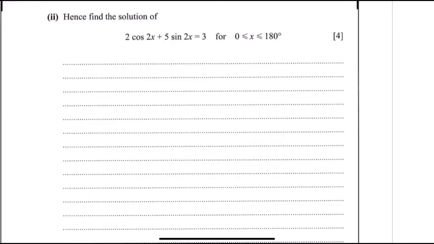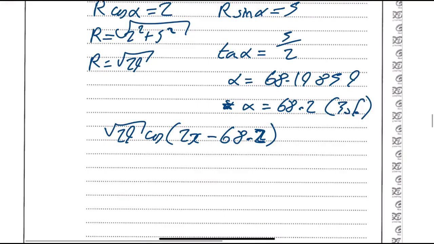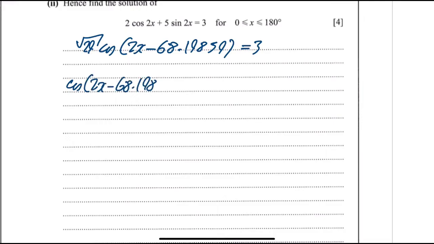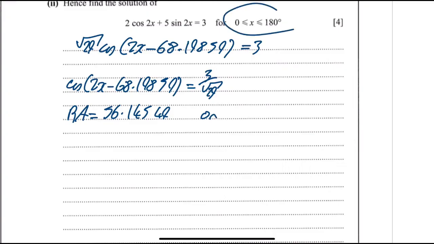So this left-hand side, we could write this as root 29 times cos of 2x minus 68.19859 is equal to 3. Okay, so first thing you would do is you would say that means cos of 2x minus 68.19859 is equal to 3 over root 29. Do your basic angle, and I got 56.14549.